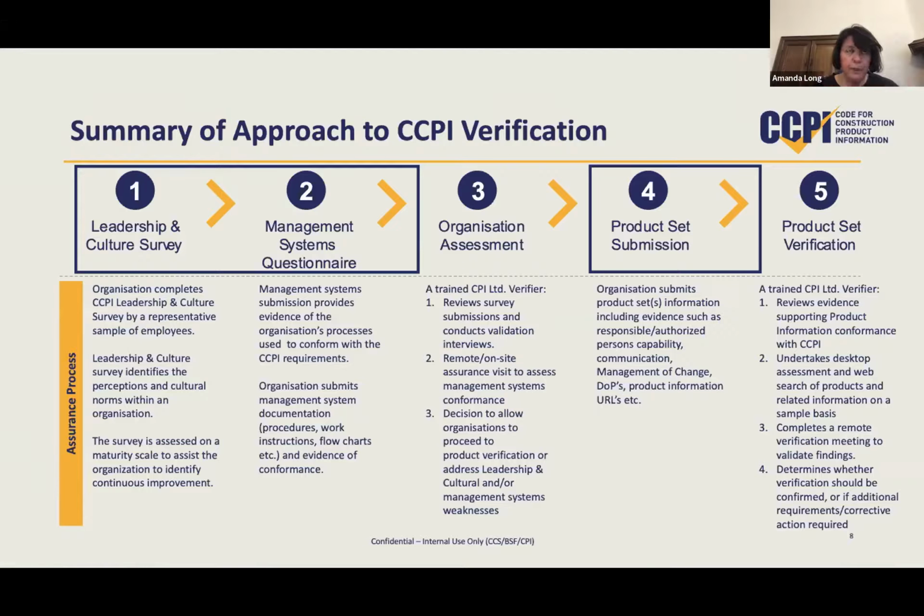If they get through the process, then they are awarded a uniquely numbered verification mark, which is licensed to the product set for 2 years, although in the second year there are some random checks as well. And of course, the organisation will get a report from CCPI where there might be areas where we would want to see some continuous improvement or development in relation to how they're managing product information.